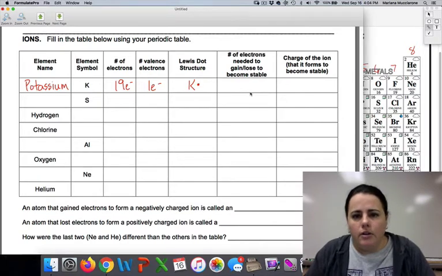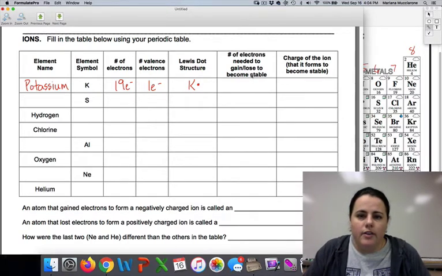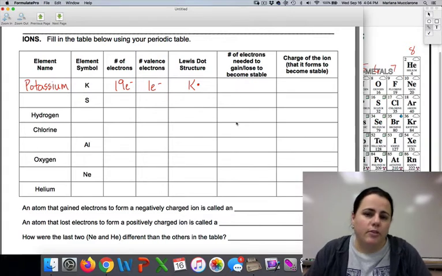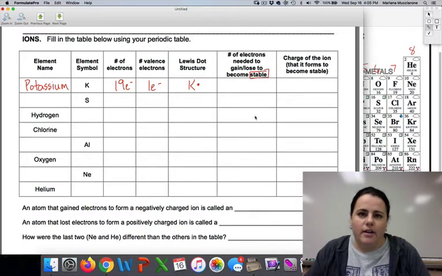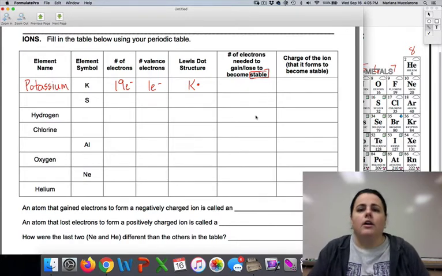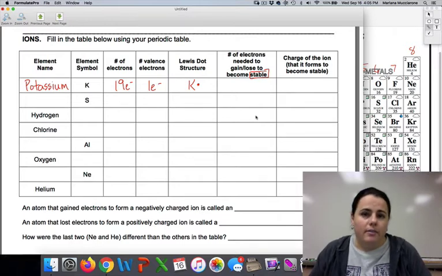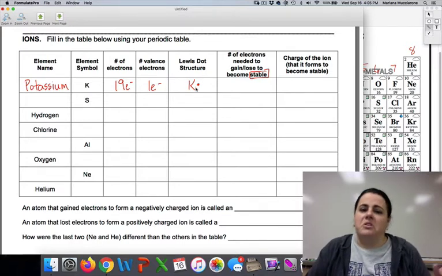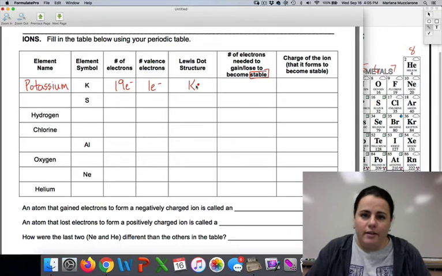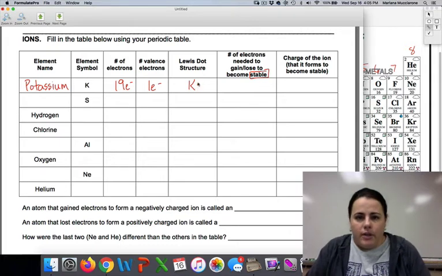And then we need to know the number of electrons it needs to gain or lose to become stable. Remember that the word stable in chemistry means a full valence shell. And it does not have a full valence shell. A full valence shell is either 2, if you're really tiny, or it's typically 8. And potassium does not have 8, it has 1. And so it's going to try really hard to make sure that it's full somehow.